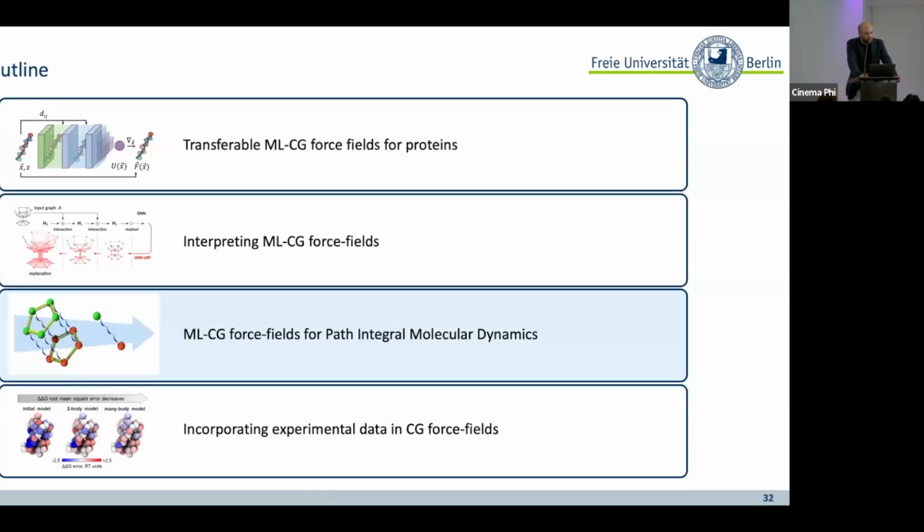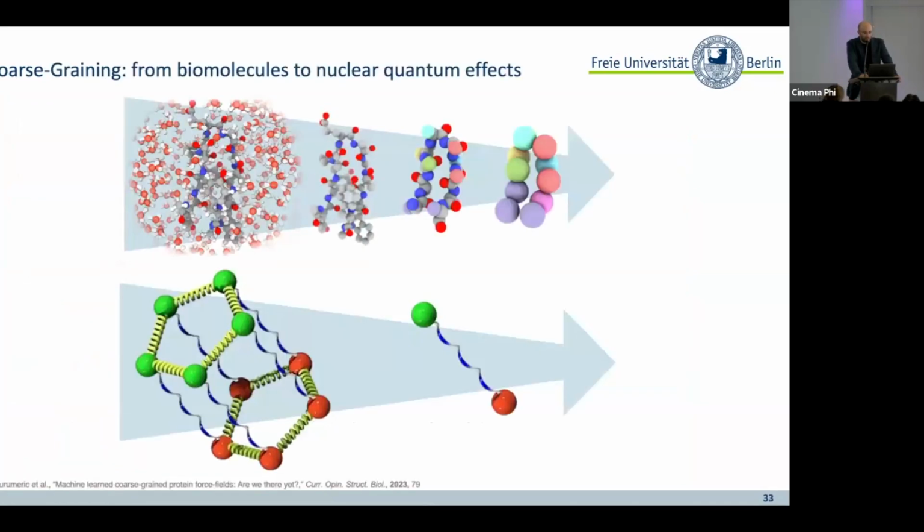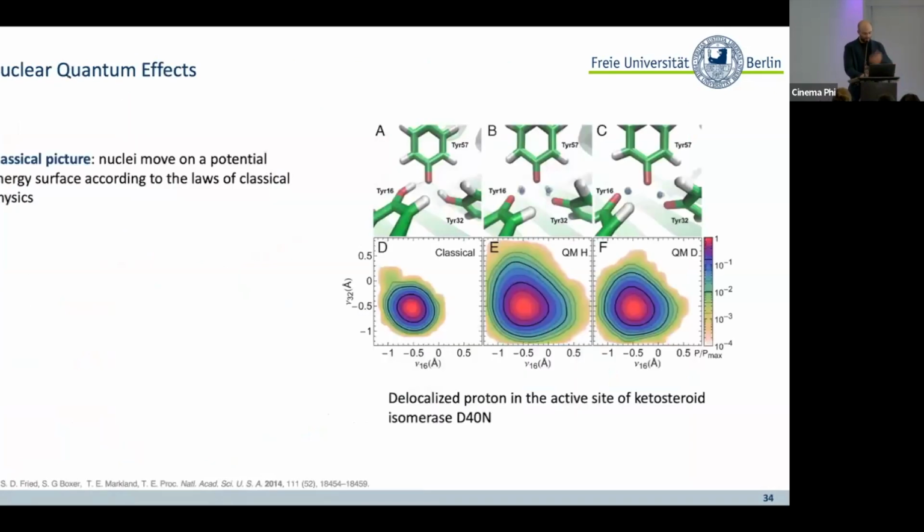Okay, so with that, I want to move to the next topic, that is how we can include nuclear quantum effect. Why am I talking about nuclear quantum effect here? Well, because one way to incorporate nuclear quantum effect in molecular dynamics is to use the Feynman path integral formalism, and in particular the so-called ring polymer model. And this will involve another kind of coarse graining. So we are not coarse graining a protein, but we will coarse grain this ring polymer. First, let me start by introducing nuclear quantum effect, what they are and why we need them.